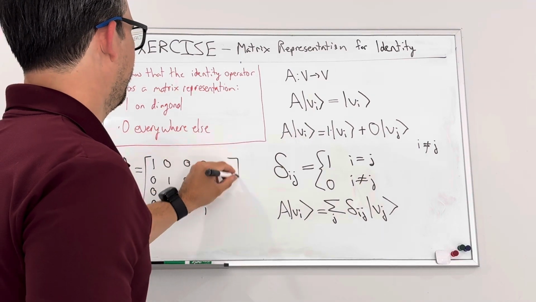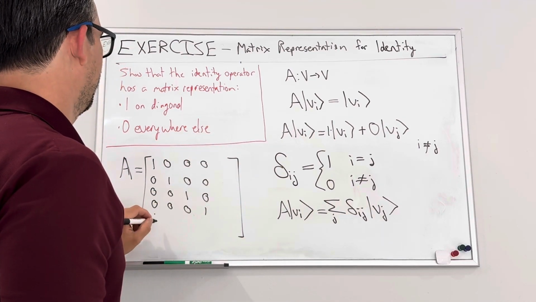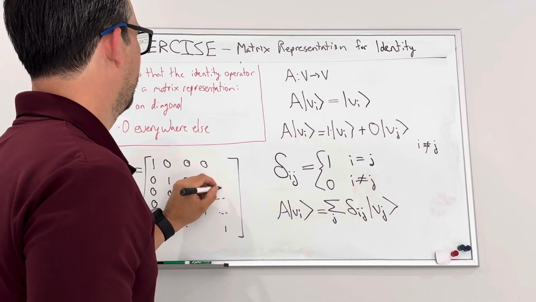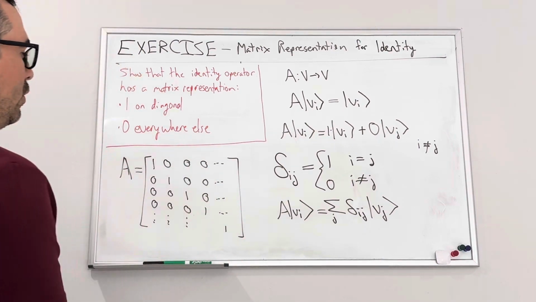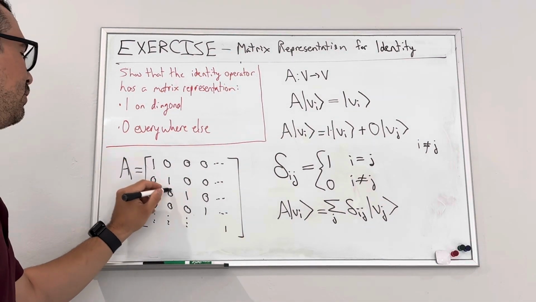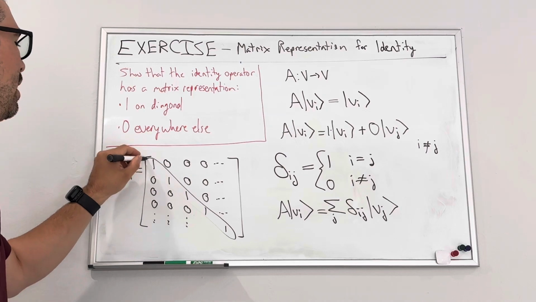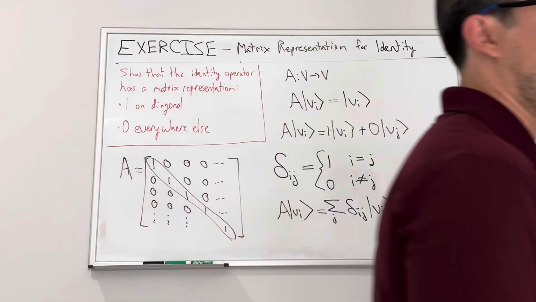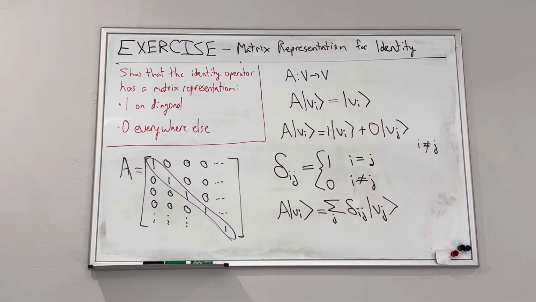and so on, right? So, you know, even if it goes on forever and ever, it's still going to operate in this way. It'll have a 1 down the diagonal and 0 everywhere else. That is a matrix representation for the identity operator. So the identity matrix.